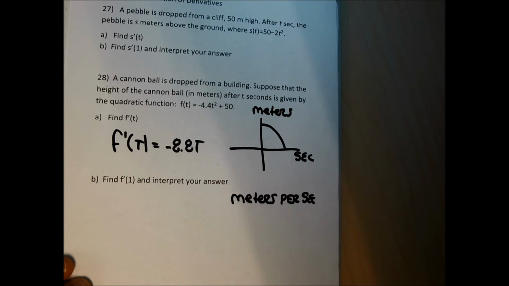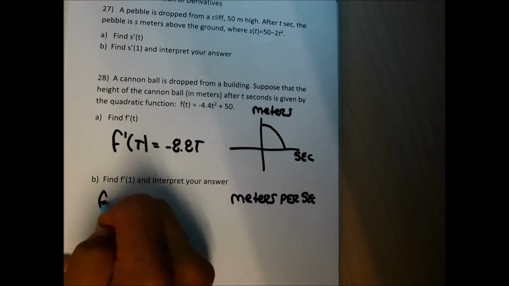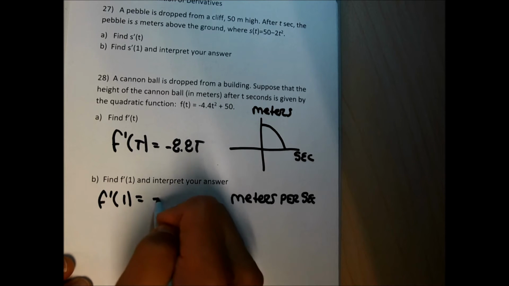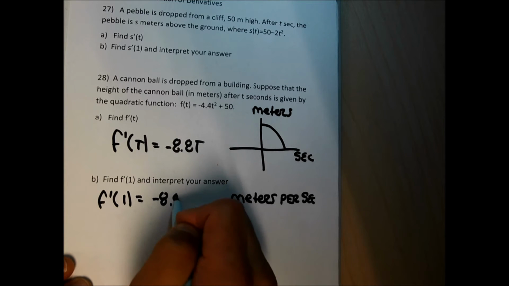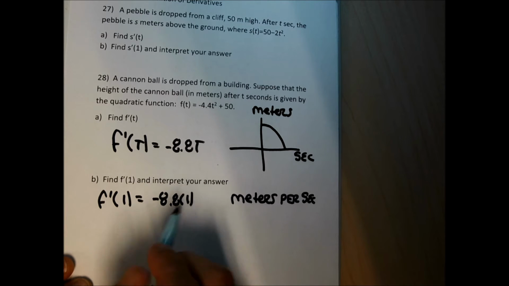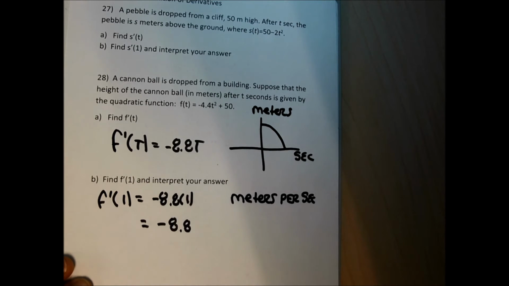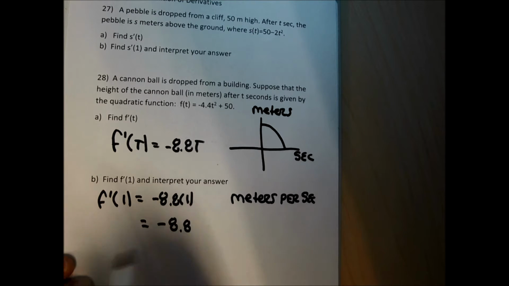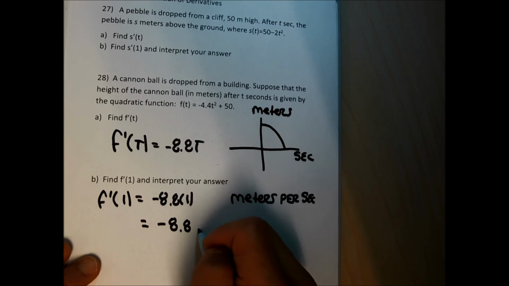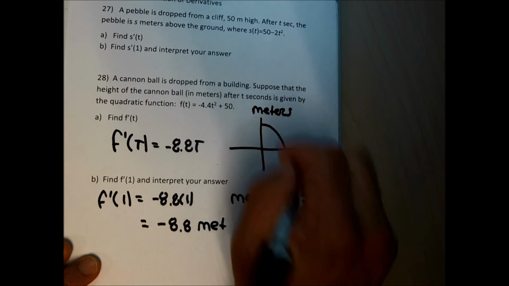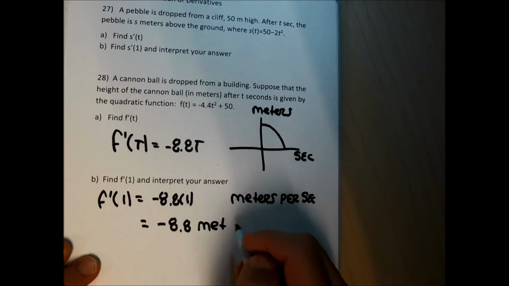Part B wants me to find f prime of 1. F prime of 1, which would give me a slope of a tangent line, would be negative 8.8 times 1, which is negative 8.8. And what that is, the velocity of the cannonball after 1 second, is negative 8.8 meters per second. The negative means it's falling as opposed to going up.